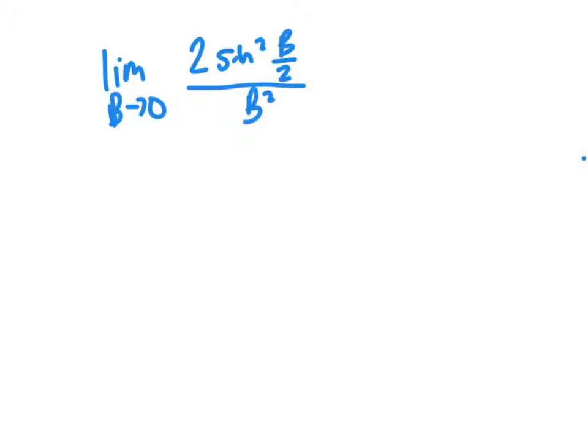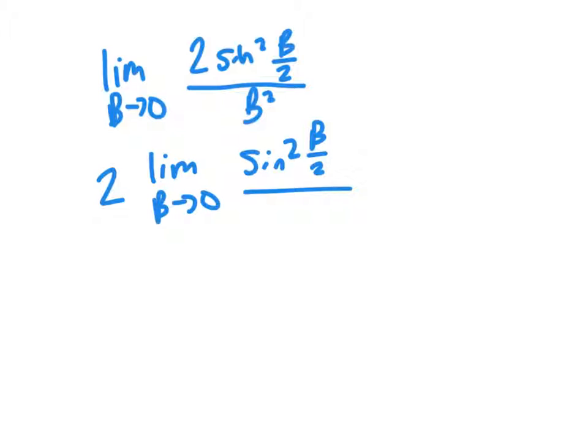I just started a new slide here to give us a little more room, but as you can see, we do have 2 sine squared beta over 2 divided by beta squared, and we're going to take the limit as beta approaches 0. Now, we can use our limit laws to simplify this a little bit and zero in on what we're really looking for. First of all, that constant multiple of 2 can be pulled out. So we have 2 times the limit as beta approaches 0 of sine squared beta over 2 over beta squared.